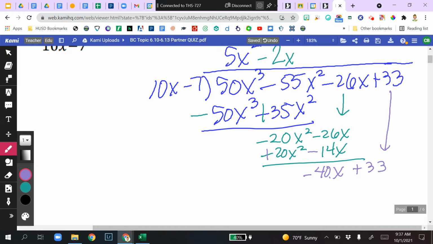So what times 10x is negative 40x? Yeah, there's the negative 4. Okay, I'm going to distribute that through. Negative 40x and then 28. Is that right? Yeah. Okay.